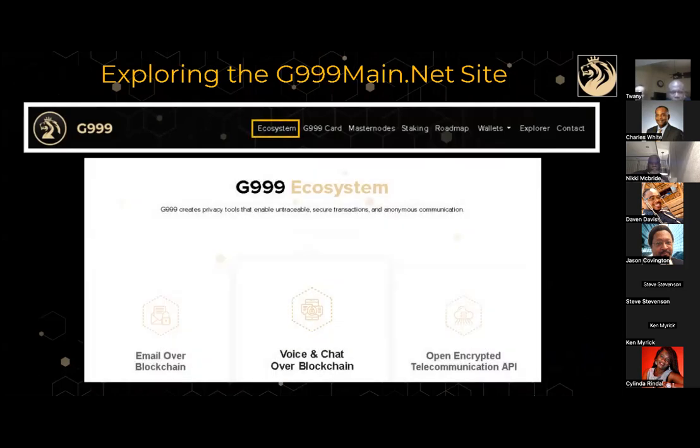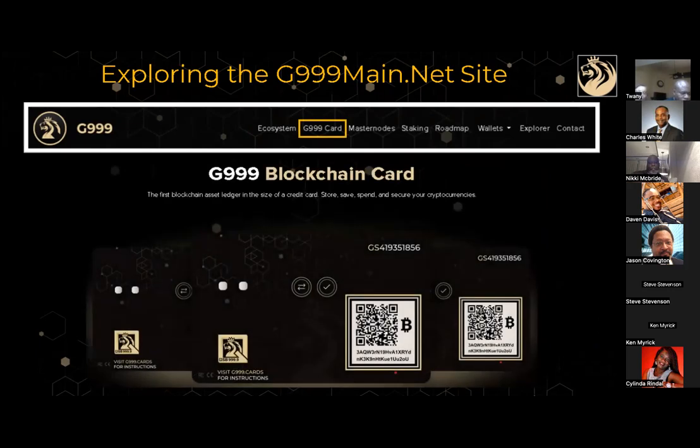This goes to a page that actually shows you the original design of the G999 ecosystem, which includes some things that maybe we haven't talked about in a while. Email over blockchain, voice and chat over blockchain, and encrypted telecommunications APIs. So these are things that we started off with. The G999 blockchain card is another aspect of the original ecosystem that is still in development as we are moving toward some developments later on this year. We're probably going to hear more about this, but this is where you can get the general idea of it right now.